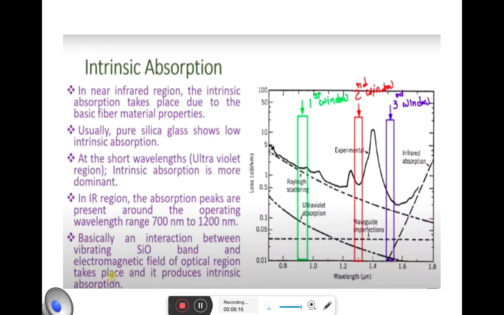From the figure you can see that intrinsic absorption is prevalent in the ultraviolet region as well as the infrared region. So you can see a dominance of intrinsic absorption across the ultraviolet region as well as the infrared region. This intrinsic absorption mainly occurs due to the interaction between the silicon oxide band and the electromagnetic field of the optical region, which produces intrinsic absorption.